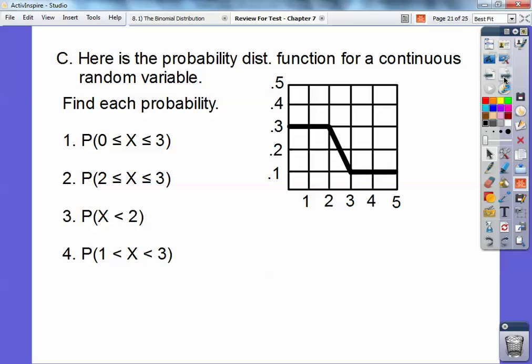And you're going to see one that looks like this. Here's a probability distribution for the function of a continuous random variable, so find each probability. What's the probability that it lands between 0 and 3 included? You just find the area of this area right here.